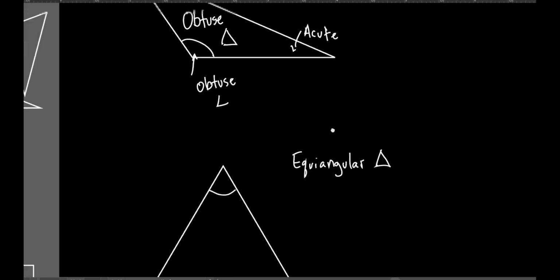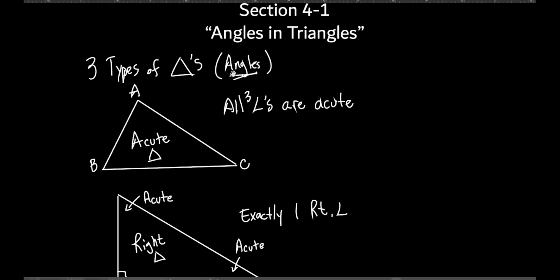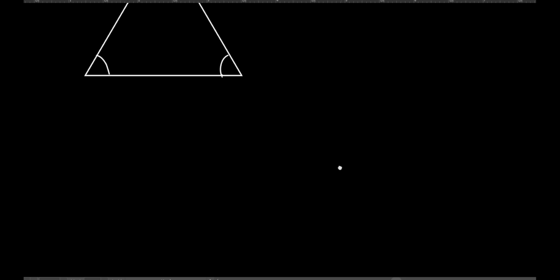Remember we said 3 types of triangles according to their angles. Now we're going to do 3 types of triangles according to its what? Its sides. All right. And we actually did 4, but this will be 3. So 3 types of triangles according to its sides. So I'm not really looking at the angles this time. I'm just looking at the lengths of the sides.